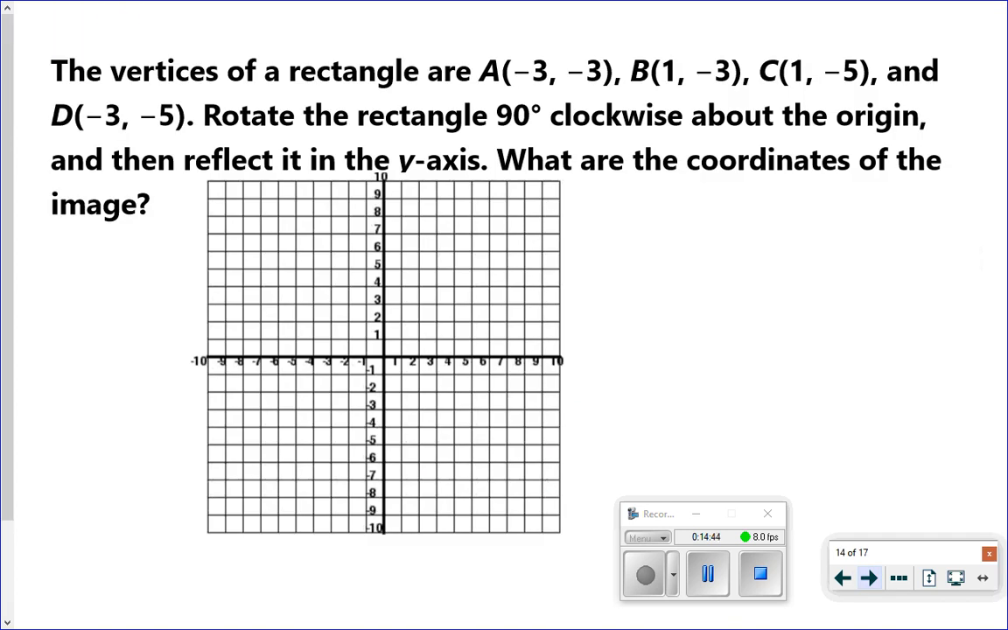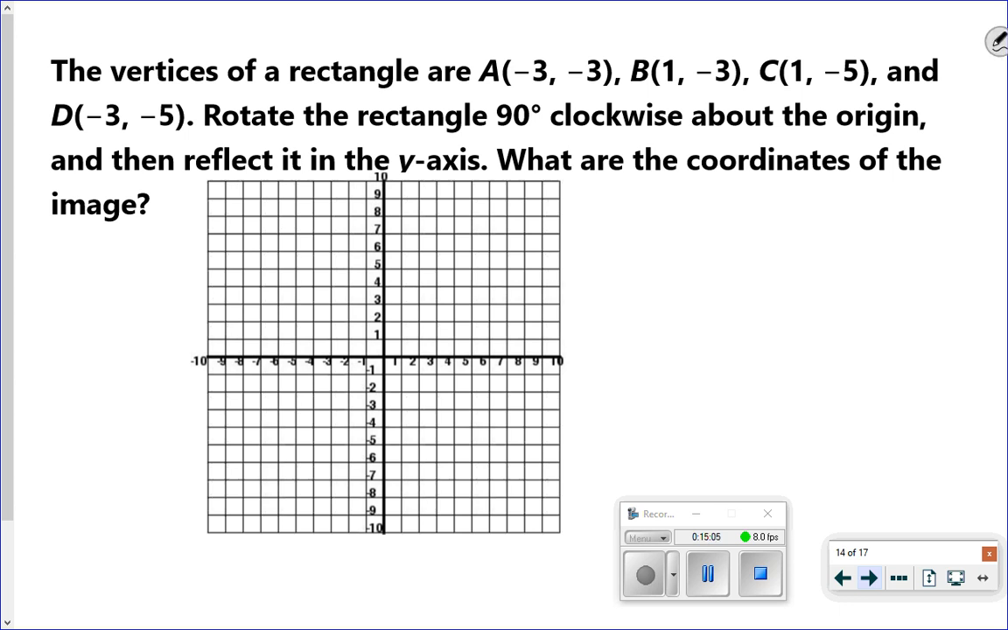All right, let's take a look at our next problem. The vertices of a rectangle are, and they list them, rotate the rectangle 90 degrees clockwise about the origin, and then reflect it in the y-axis. What are the coordinates of the image? So they're asking us to do two steps here. We're putting together two things that we've done so far. So I'm going to start with my original image here.